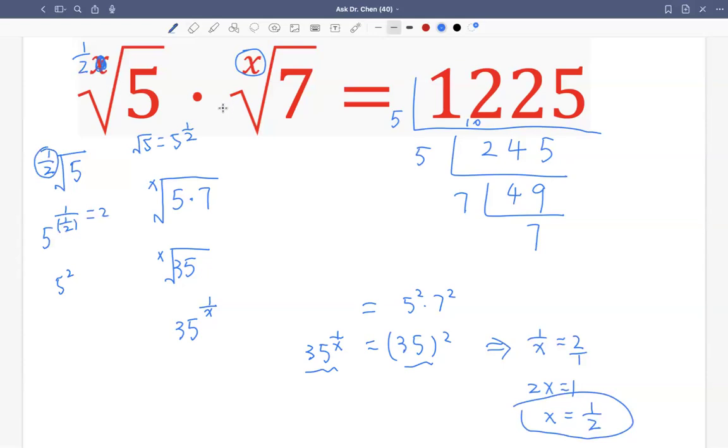Well, then the same thing. When we substitute this x into half, we get index half root of 7. What's that? That's 7 raised by 1 over half, which is 7 squared. So we get 5 squared times 7 squared. Basically, it's 35 squared. Then it's 1,225. All right, that's this question.